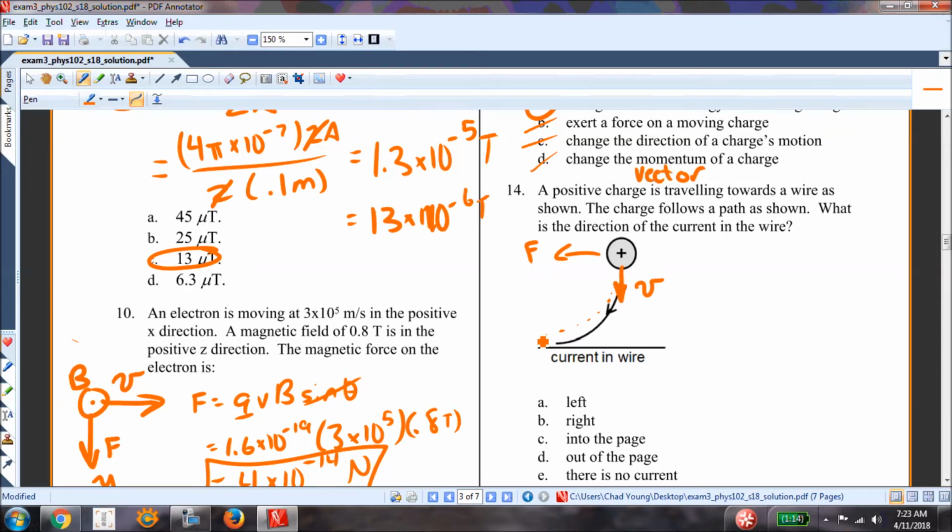Well, looks like a magnetic field that is out of the page on this side of the wire has caused a force in that direction. That means it's going to be into the page on this side. Now we use our third application of the right-hand rule to figure out what is the direction of that, and I get to the right. So I have to have a current to the right. So 14 is B.